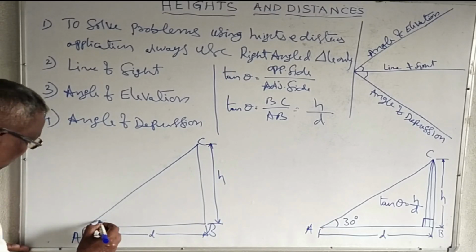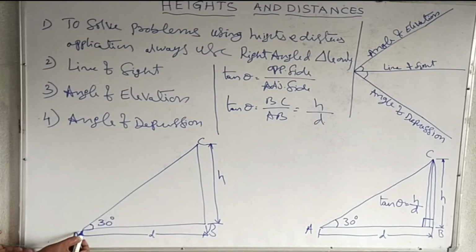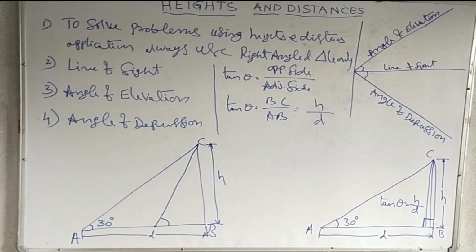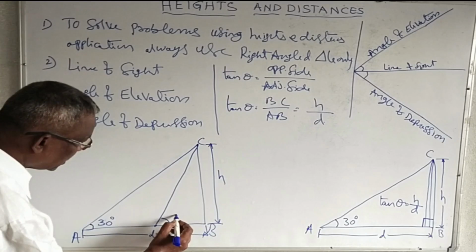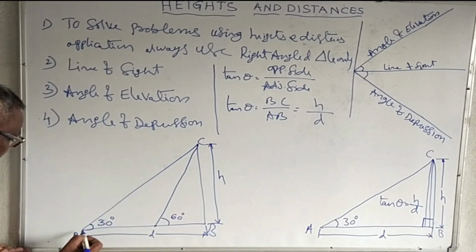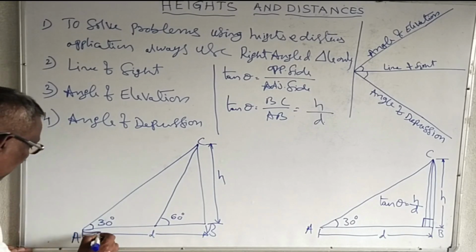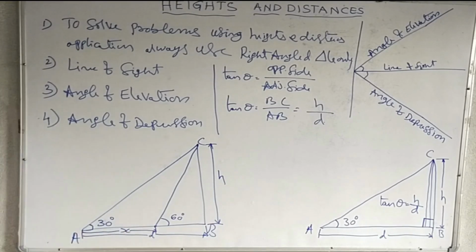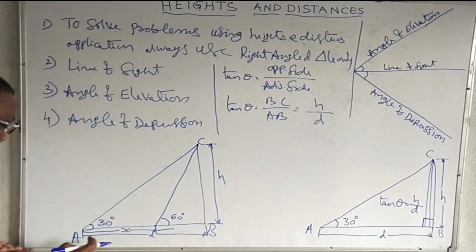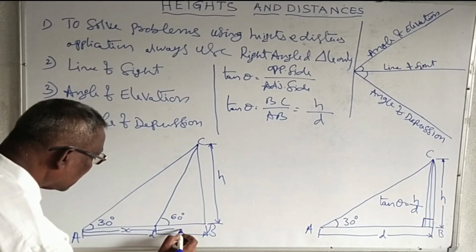Very easy, remember that. A person observed the top of the tower at a 30 degree angle from here, and he walked some distance nearer to the tower. From that location he observed again, and that angle is, I can say, 60 degrees, or theta 1. Here there are two distances. From here to here, I can say x. This is the overall d, and this is x, so this is d minus x.